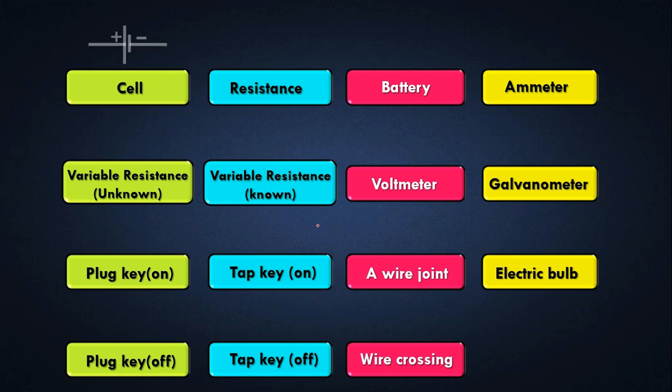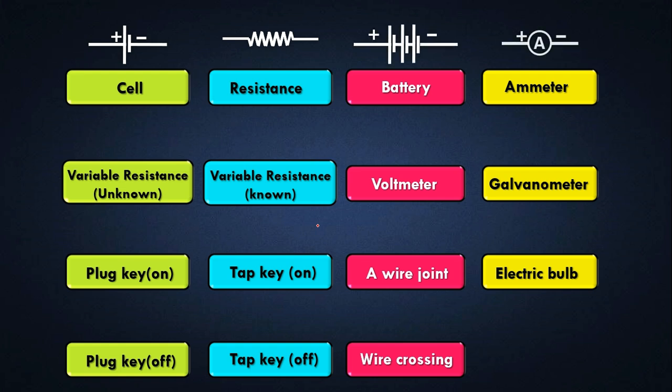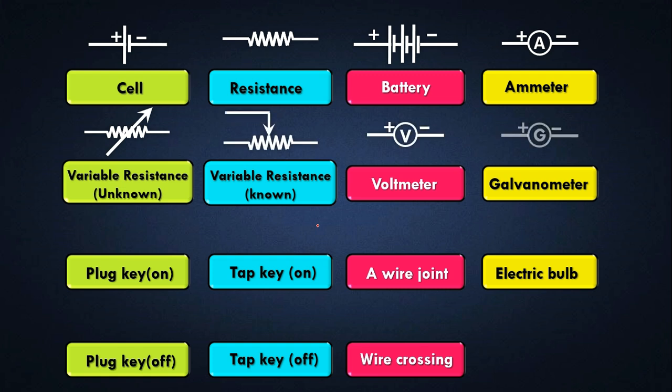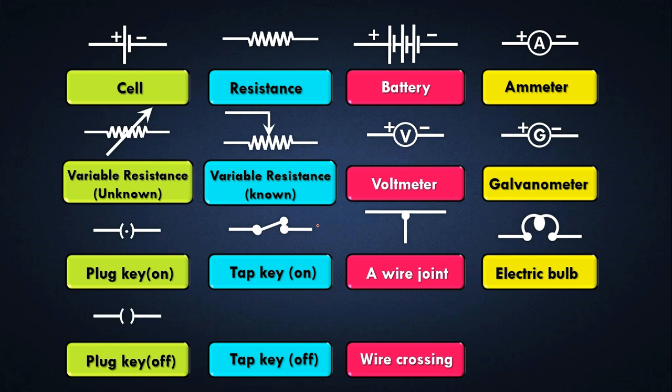Okay. Now look at a cell, resistance, a battery, ammeter, variable resistance which is unknown, variable resistance which is known, voltmeter, galvanometer, plug key, tap key, wire joint, and electric bulb, and plug key which is off, tap key which is off, and wire crossing. Is it clear? You can take a screenshot of this video or the screen.